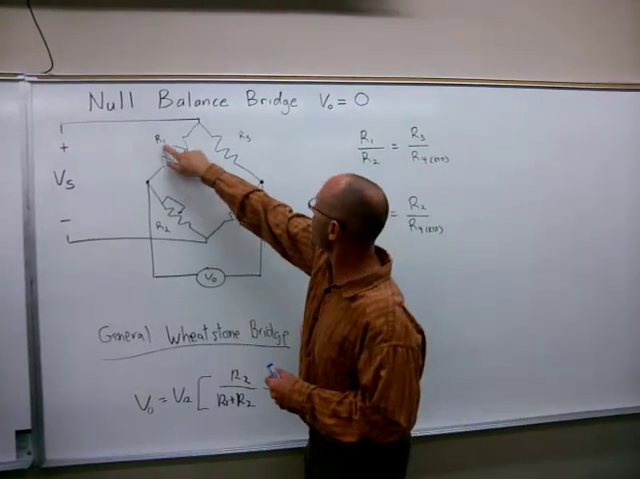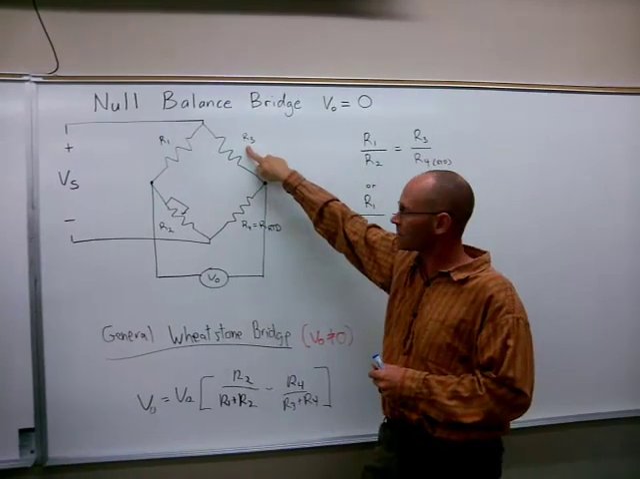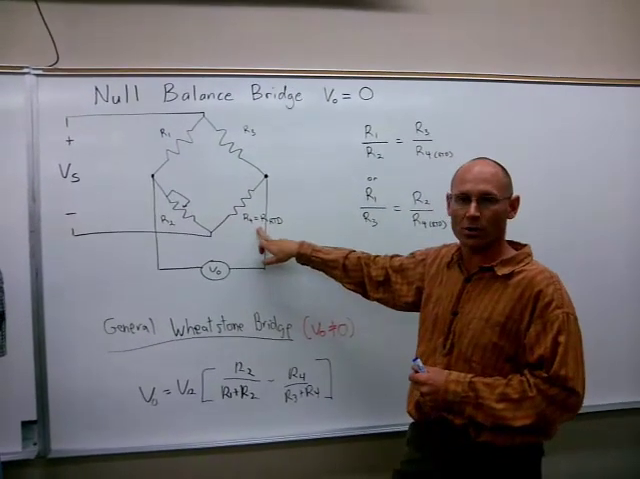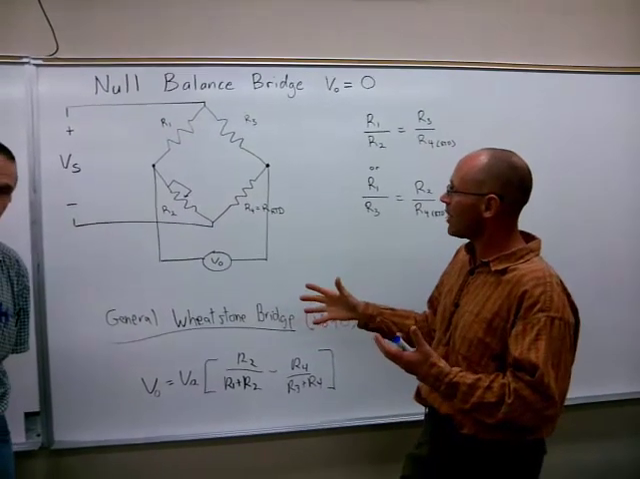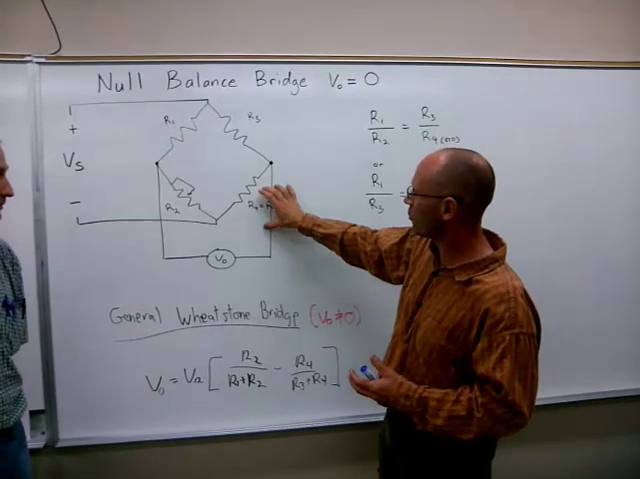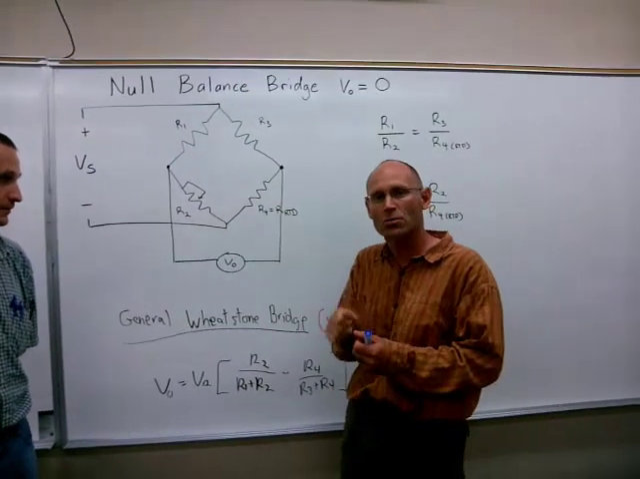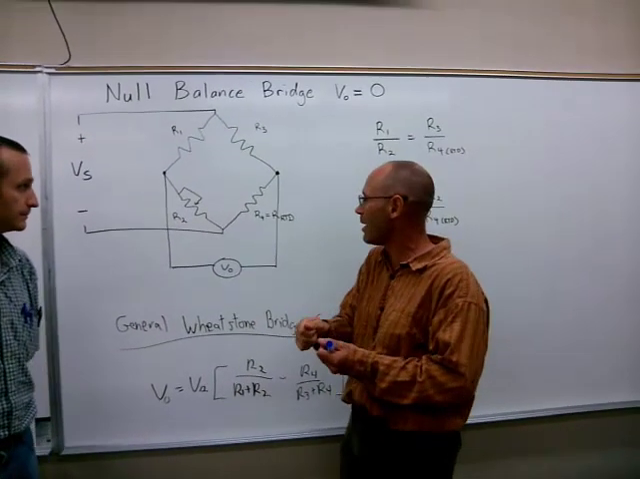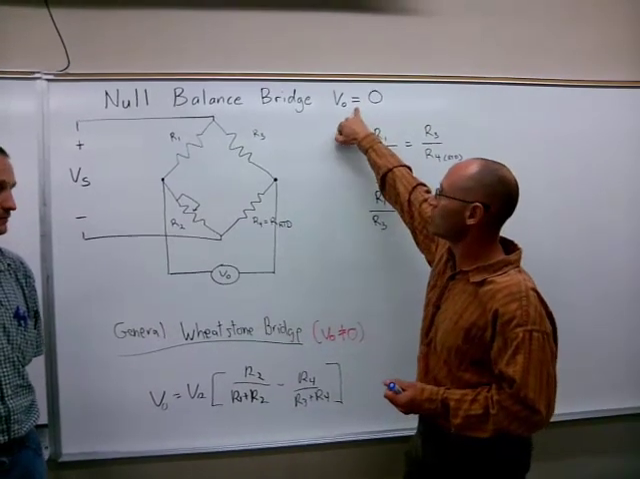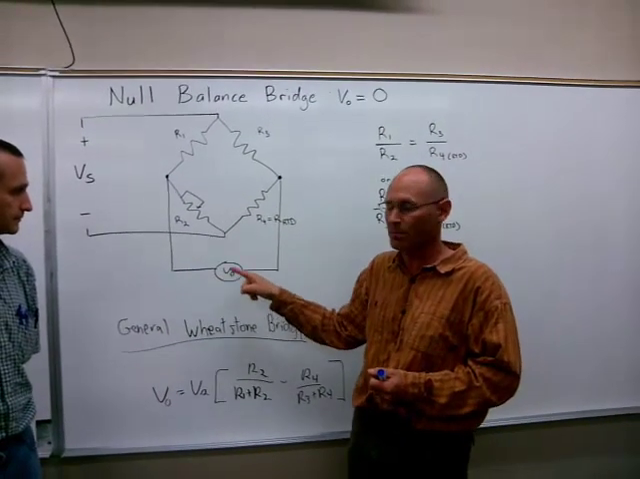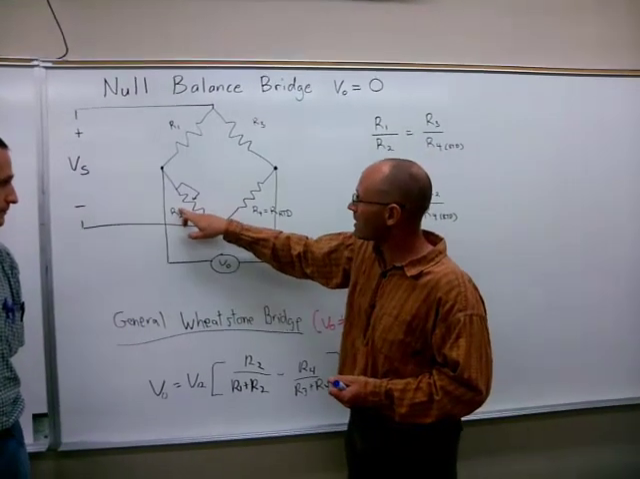And so R1 and R3 are fixed resistors, R2 is a variable resistor, and R4 is your RTD. And the basis of how this is going to work is that R4 is going to change its value, and we are going to adjust R2 manually on a resistor decade box to make sure that our null voltage is 0. So we're going to be directly measuring our null voltage via a multimeter.